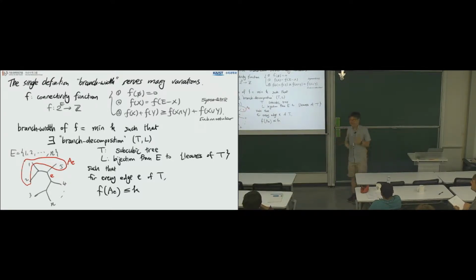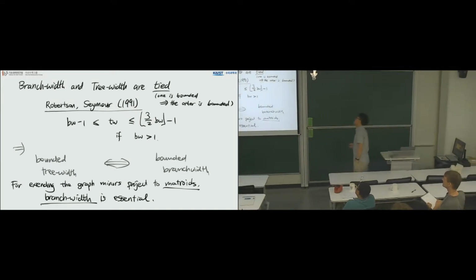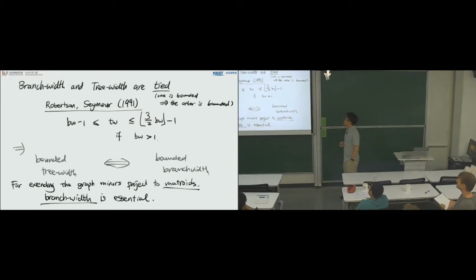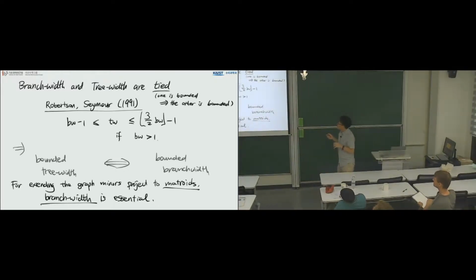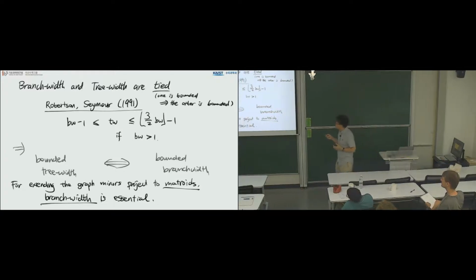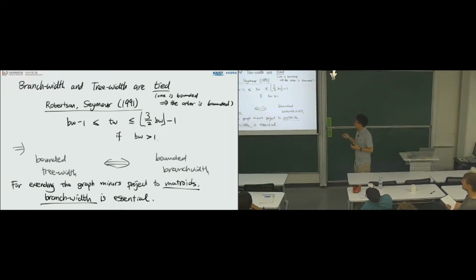So can I make something similar for tree depths? Here's one reason why branch width and tree width are tied. They are equivalent. If one is bounded, then the other is bounded. Because for graphs, you have this inequality: the tree width of a graph is at least branch width minus 1 and at most 1.5 times branch width. So these two are tied.